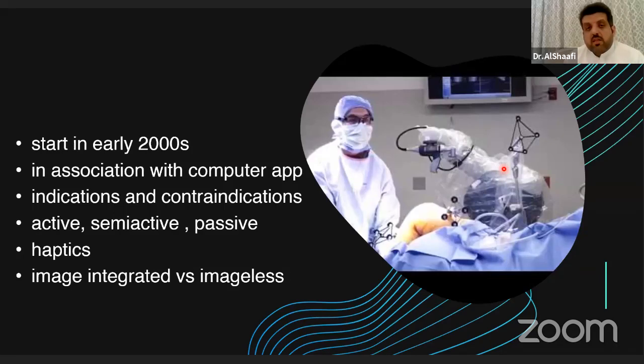With the semi-active system, the robot augments the surgeon's ability to control resection by guiding and physically constraining the surgeon within a three-dimensional space, but it does not autonomously perform the bone resection. With the passive system, the robot positions a cutting guide according to computer navigation, but does not constrain the surgeon.